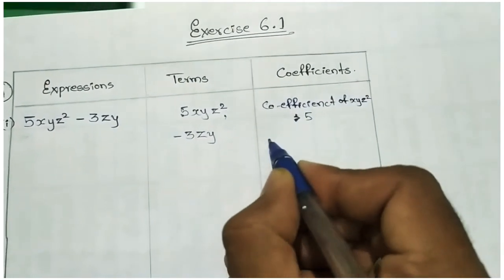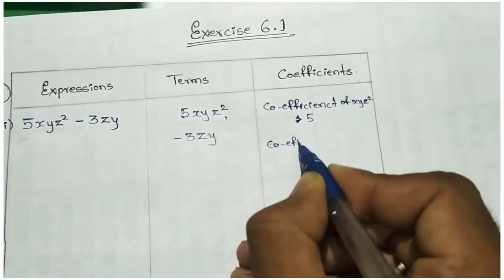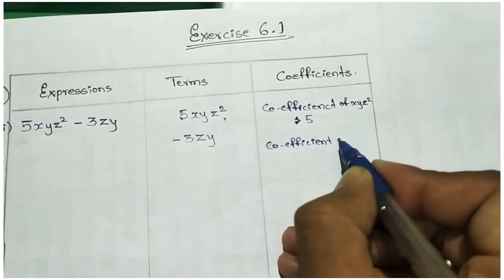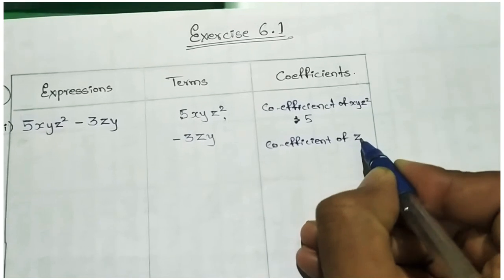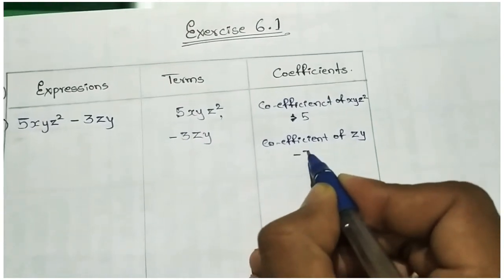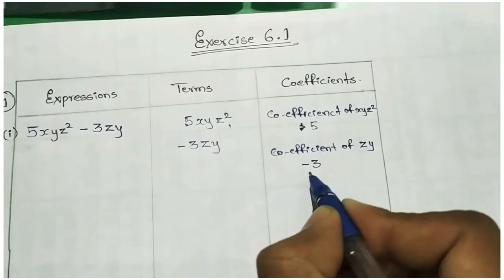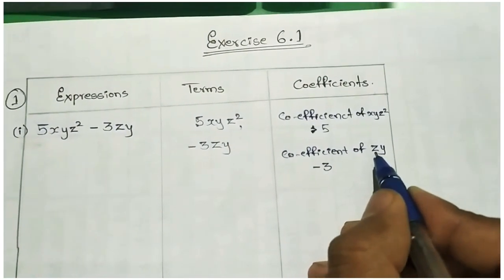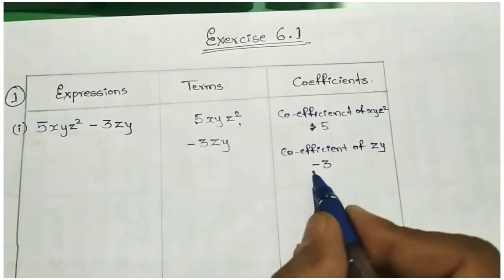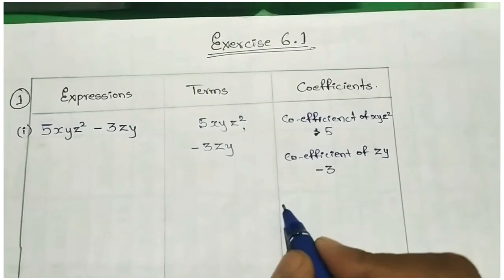Now coefficient of, which is there? Coefficient of variable, which variable? So that is zy. So its coefficient will be minus 3. Okay, so if you leave zy, what is left? That will be minus 3. So minus 3 will be our coefficient.